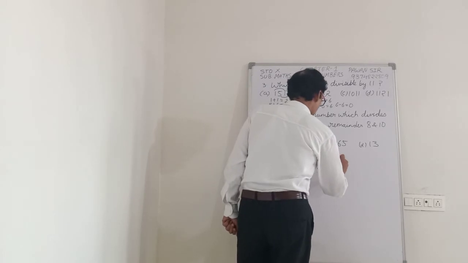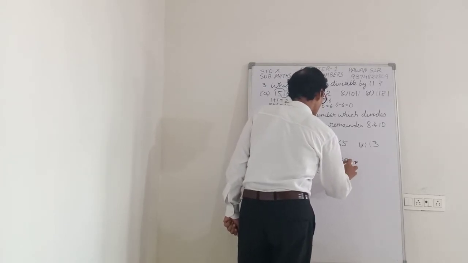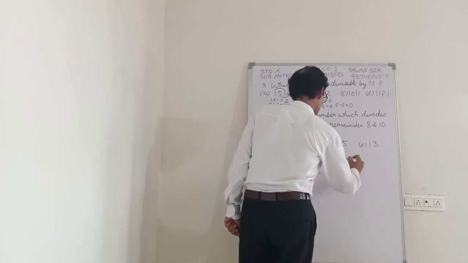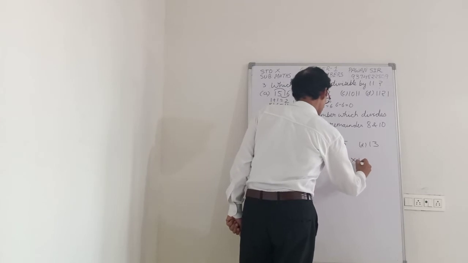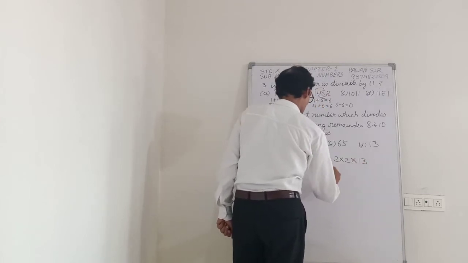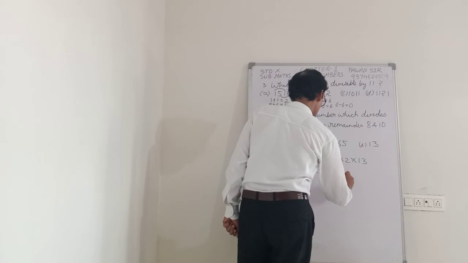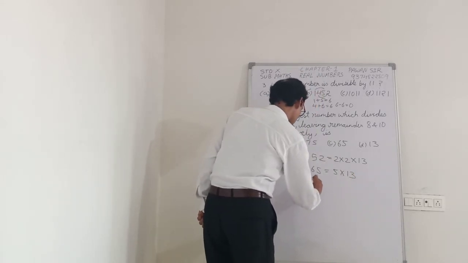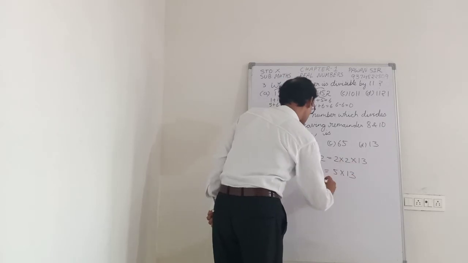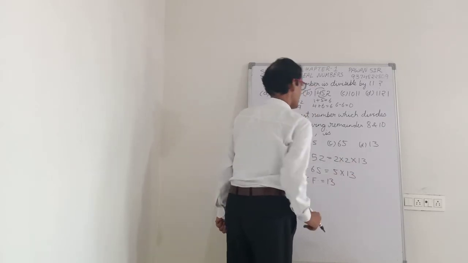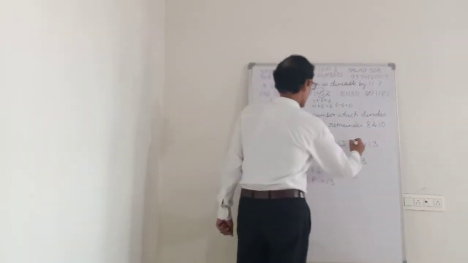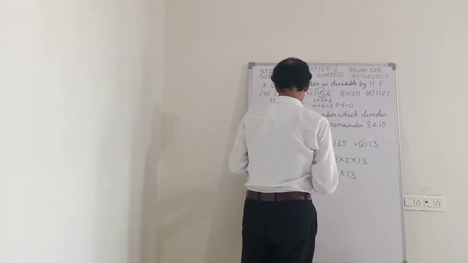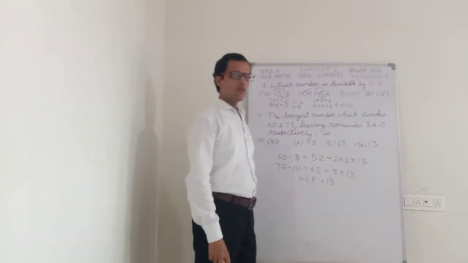52. The factors are 2 into 2 into 13. The factors of 65, 5 into 13. You can see that here the HCF is 13. What is the HCF of these two? The HCF is 13. So your correct option is D. So this completes our fourth question.